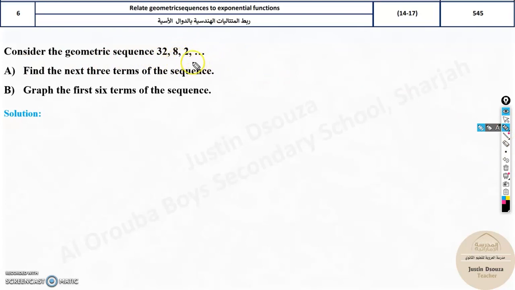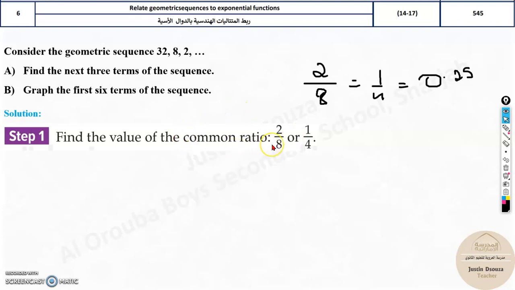It's similar to an arithmetic sequence, only the thing is over here a common ratio is being multiplied. Now, don't go to find 8 divided by 32 and 2 divided by 8. No, because they've already told it's a geometric sequence. Now, just look for simple numbers. Over here, 2 and 8 are simple. So, I'll do 2 divided by 8. That is 1/4 or quarter or 0.25. So, this is the ratio. That is our step 1 to find the common ratio.